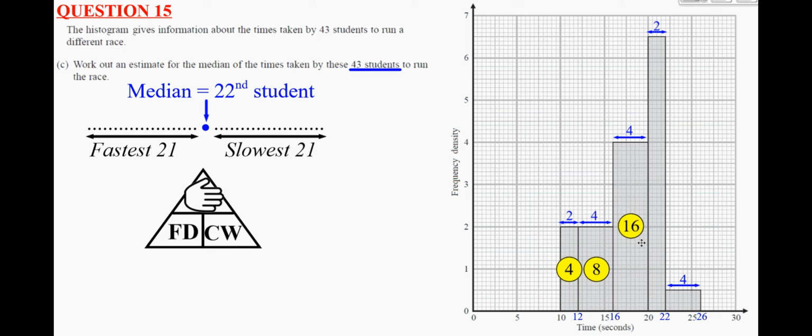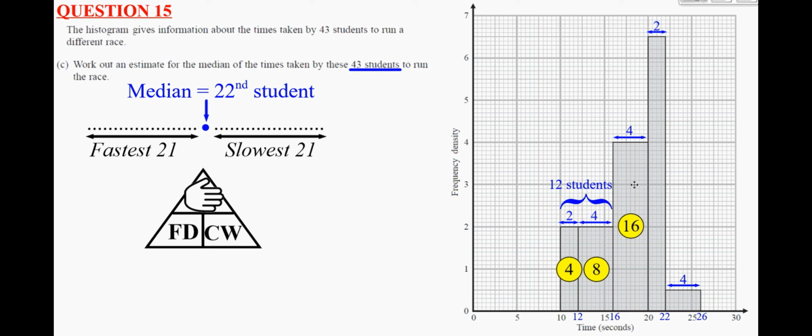I could, of course, work out the frequencies represented by the final 2 bars, but because I'm only interested in the median, I don't need to go the whole way along. I just need to work out where I get up to the 22nd student. So 4 plus 8, the first 12 students are represented in these first 2 bars. The 22nd student will be these 12 plus another 10 students after. So the 22nd student will be the 10th student after these first 2 bars, because 12 plus 10 gets us up to 22. So I want an extra 10 students after these first 2 bars.